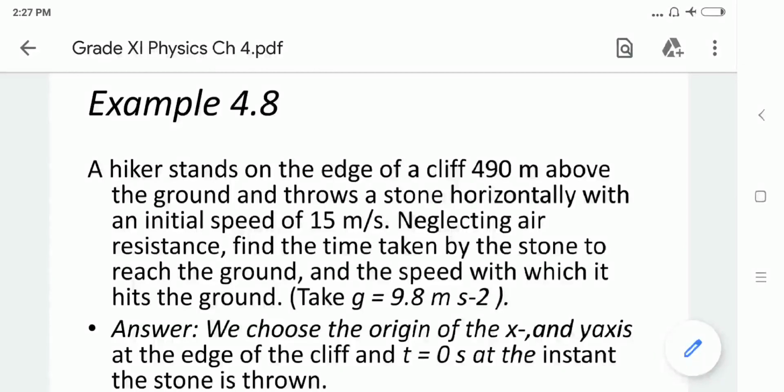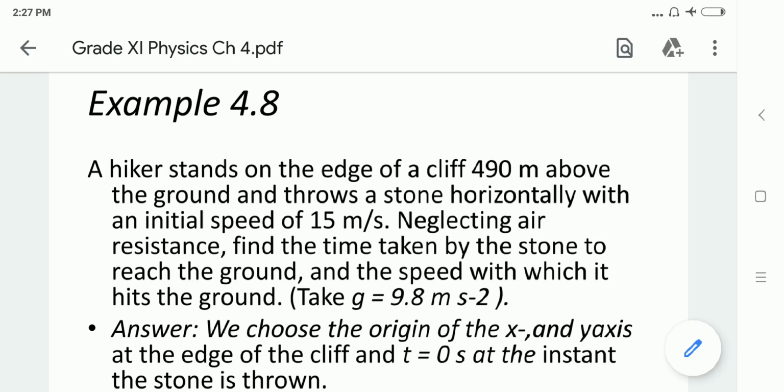A hiker stands on the edge of a cliff 490 meters above the ground and throws a stone horizontally with an initial speed of 15 meters per second. Neglecting air resistance, find the time taken by the stone to reach the ground and the speed with which it hits the ground. So here we need to determine the time and the speed of that stone.